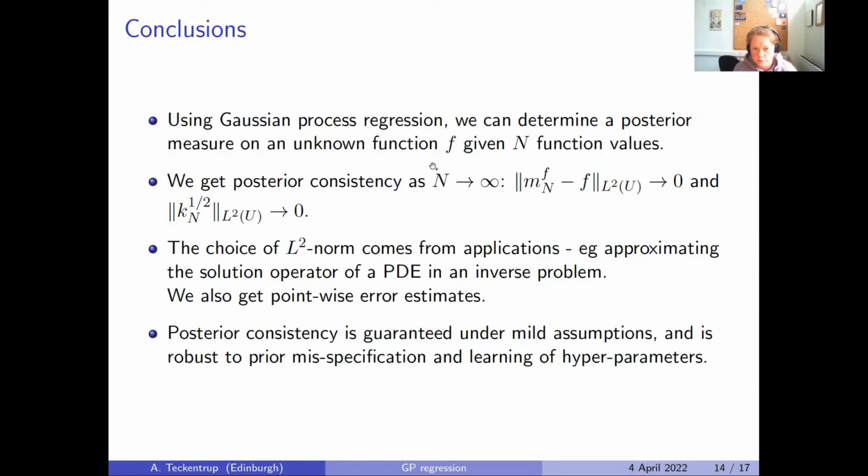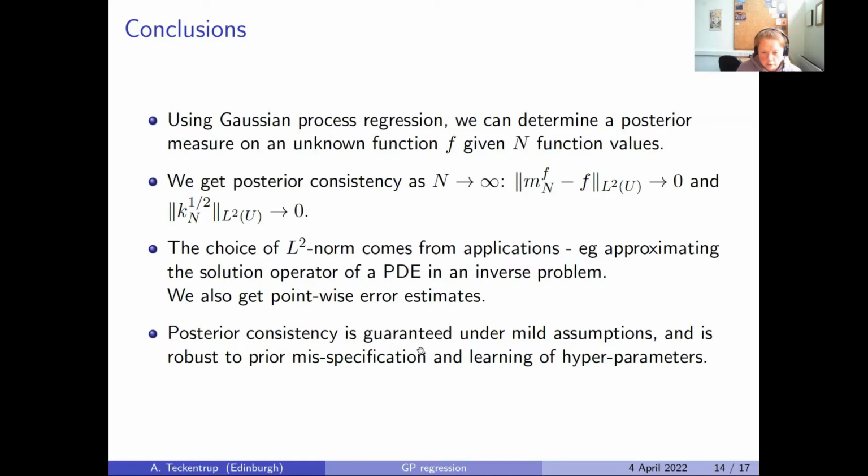Okay, so that was really all I wanted to show you today. So just to briefly summarize, we used Gaussian process regression to essentially learn the unknown function f from n function values. We showed that you get a form of posterior consistency. The mean of the posterior tends to the true function f, and the variance goes to 0. I showed you the L2 norm estimates because those are the ones that are interesting to us in applications. So for example, if you think of approximating the forward map in a Bayesian inference problem with Gaussian process emulators, that's what you need. But we also get pointwise error estimates and error estimates on the higher order derivatives.